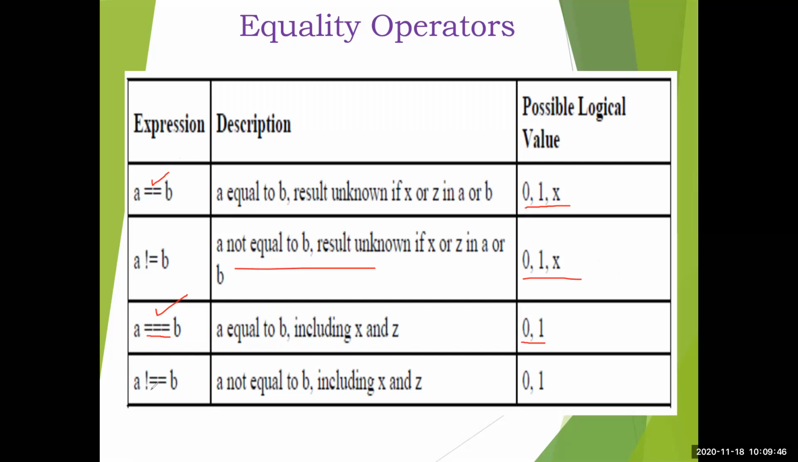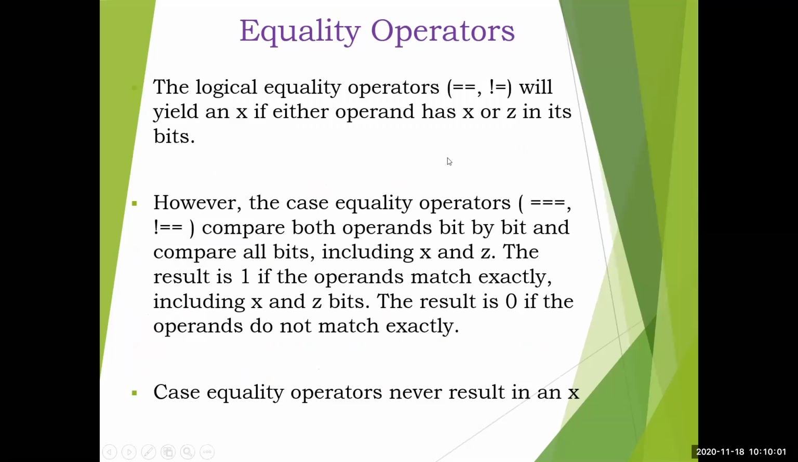Similarly, a not double equal to b. This operator also compares including x and z, and it will give the result 0 or 1. Okay, so to clear this, we will look at the examples. The logical equality operators will yield an x if either operand has x or z in its bits. So this is a question they can ask: what is the difference between this and this? So you should know.